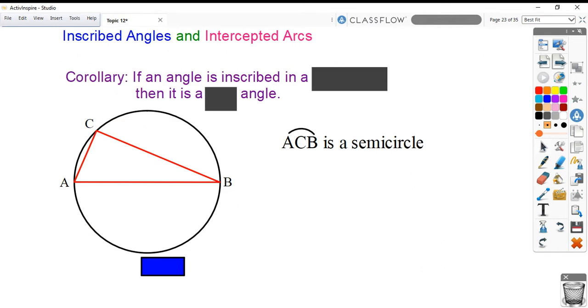Go on now to another corollary. Again, it's another statement based on that same theorem that we had at the beginning. It says that if an angle is inscribed in a semicircle, it's the first thing to fill in, then it is a right angle.